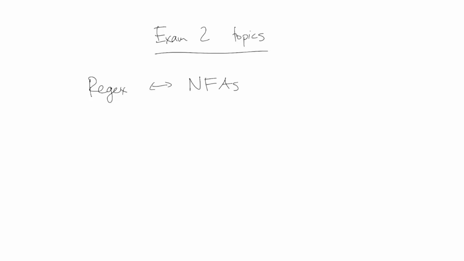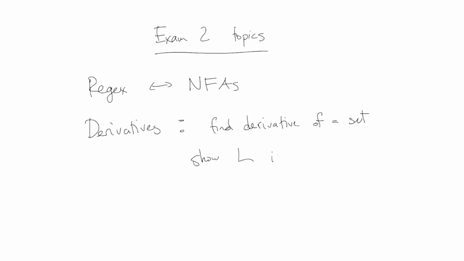Next, we started talking about derivatives. This was a big thing that we talked about for a while. The basic thing that you should be able to do is find derivatives of a set. I might just give you a set and say, tell me what is the derivative with respect to a, b of this thing. Or the most typical type of derivative question is, show L is non-regular. That's really the point of talking about derivatives at all, as far as this class goes: you can use derivatives to show that a language is not regular. Those are like two separate things. That, of course, involves finding the derivatives of various sets.